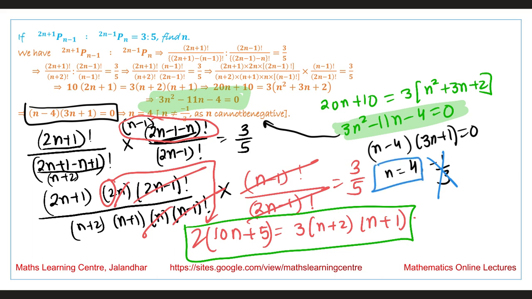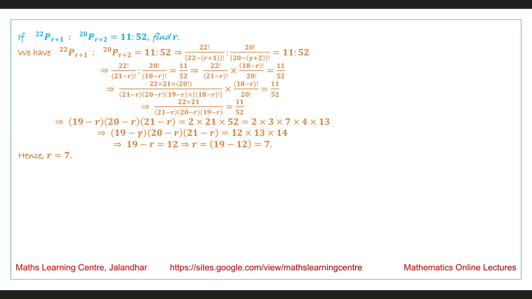N is a, we are saying 4. In this case, the value of n we obtained is equal to 4. Next is 22Pr plus 1. So when we write this term, it is 22 factorial over 21 minus r factorial into 20 factorial over 18 minus r factorial, and this value is given to be 11 by 52.